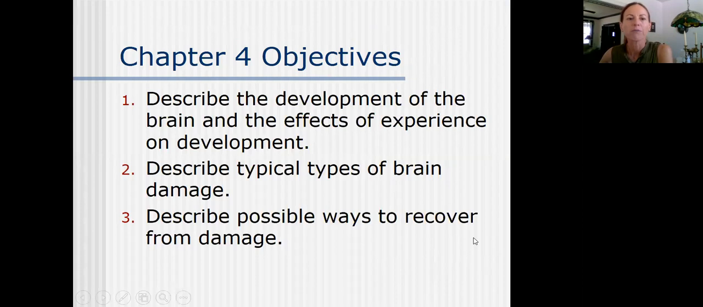So for chapter 4, we're going to describe the development of the brain and the effects of experience on development. Then we're going to describe typical types of brain damage. And then finally describe possible ways to recover from damage. Only 3 objectives in this section, but they're kind of long, so we'll see how it goes. But I think as chapters go, chapter 4 is a pretty reasonable one.